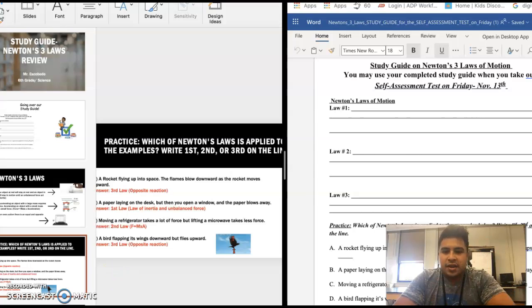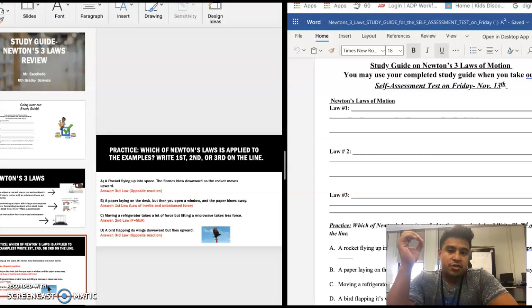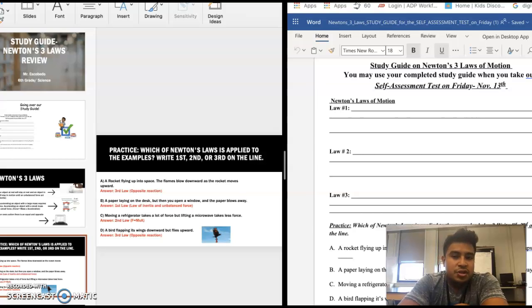So here we have the practice, and our directions are which of Newton's laws is applied to the examples: first, second, or third on the line. In the PowerPoint, I actually put each response and why. A, a rocket flying up into space, the flames blowing down as the rocket moves upward. It's one of our examples that we use. Which one is it? Let's think. Opposite reaction, right, guys? So the third law.